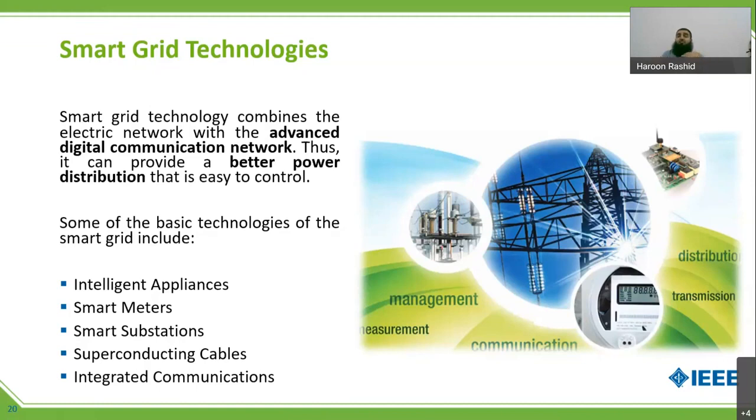Or maybe your television, your fridge, your washing machine, they are connected through IoT. So that is also among the intelligent appliances. So this is one area which is one of the components of smart grid technology.